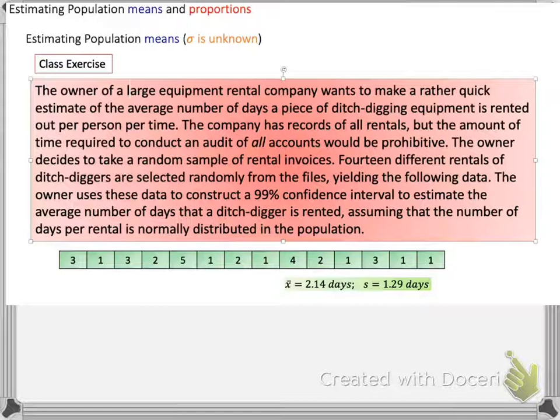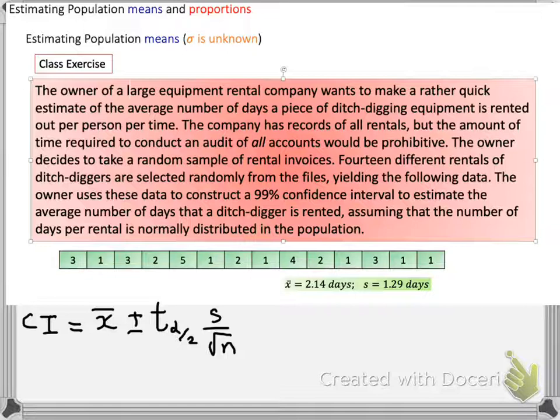So, as you can see in the question, what we are trying to figure out here is a 99% interval estimate telling us what is the average number of days a typical renter will rent the equipment out for this company. Like we said previously, the formula for creating a confidence interval is as shown. It's the sample mean plus or minus the critical value, t sub alpha over 2, multiplied by the sample standard deviation divided by the square root of n, where n is the sample size.